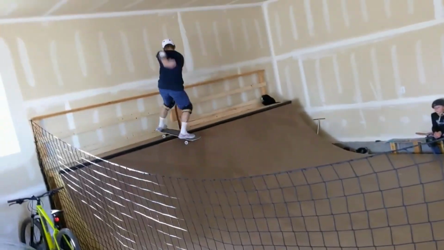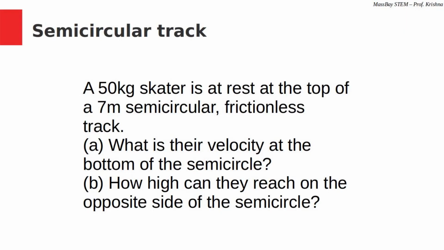Consider this puzzle. A 50-kilogram skater is at rest at the top of a 7-meter semicircular frictionless track. A. What is their velocity at the bottom of the semicircle? And B. How high can they reach on the opposite side of the semicircle?